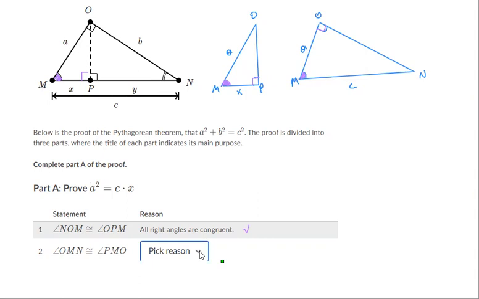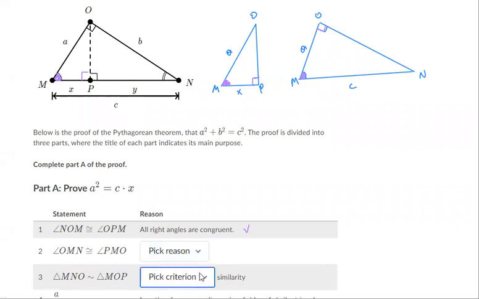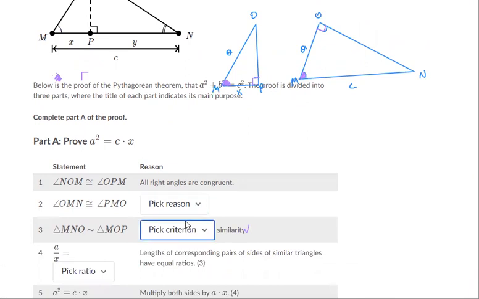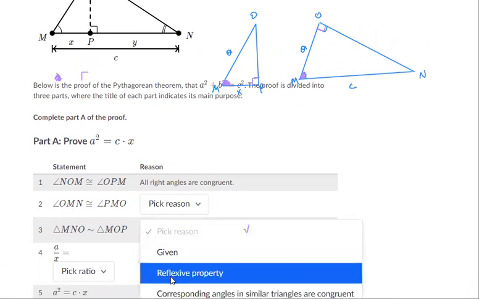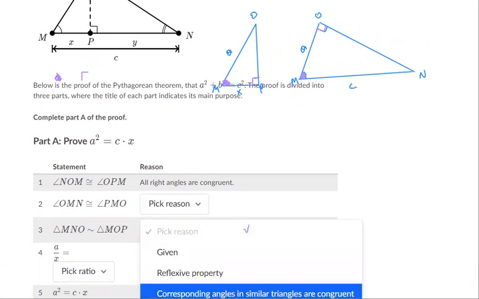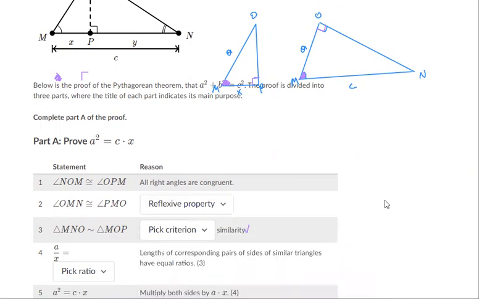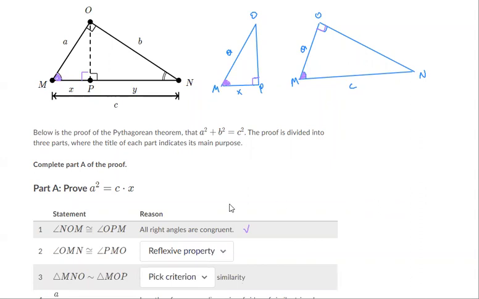So they are congruent to each other because they are the same angle, and we call this the reflexive property. So let's see if we have something like this one. We are going to have the reason as reflexive property. So the second reason is corresponding angles in a similar triangle are congruent. We didn't really prove they are similar yet, so we are trying to prove that. So now we have this angle is the same as this angle. This 90 is the same as this angle.